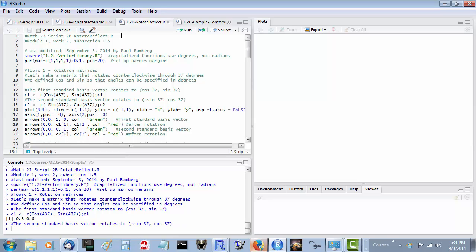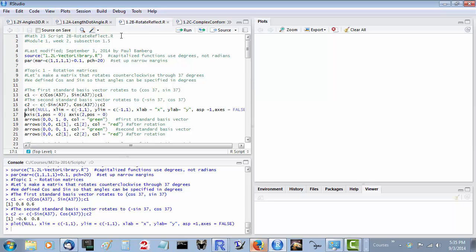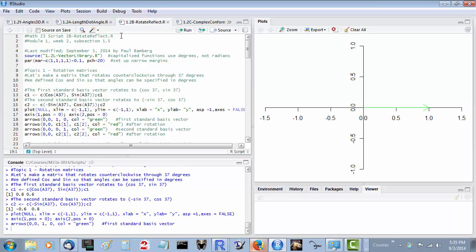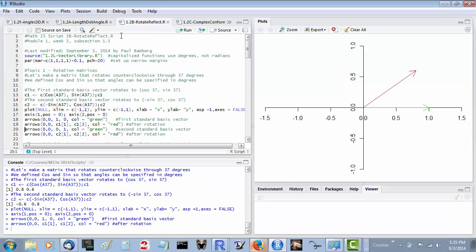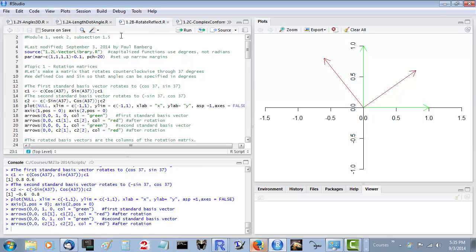The second standard basis vector is going to rotate so that it has a negative first component, a positive second component. There's the second basis vector, and the easiest way to see that we've got this right is to display those two vectors. So we'll set up a plot with some axes on it. Show the first standard basis vector, and in red the result of rotating it, the second standard basis vector, and again in red the result of rotating it.